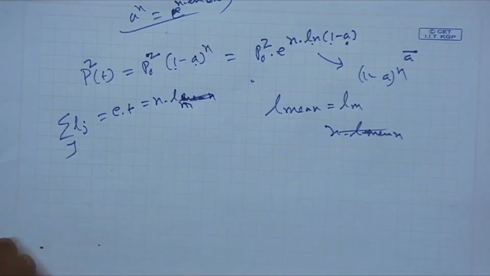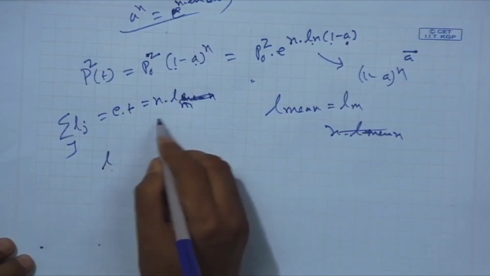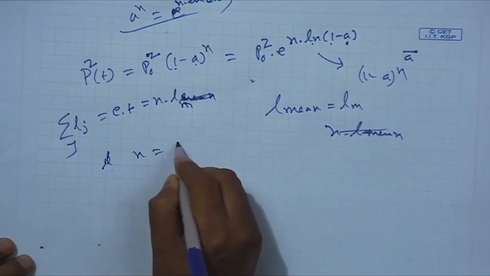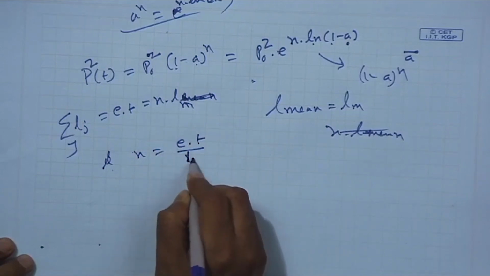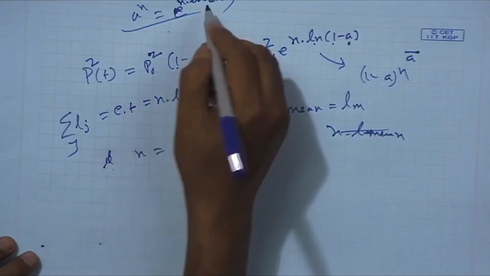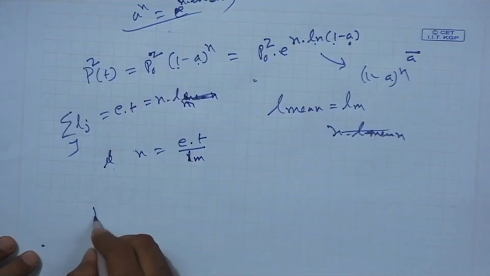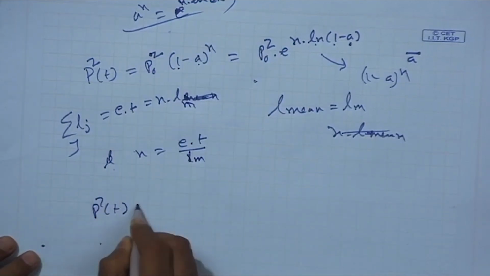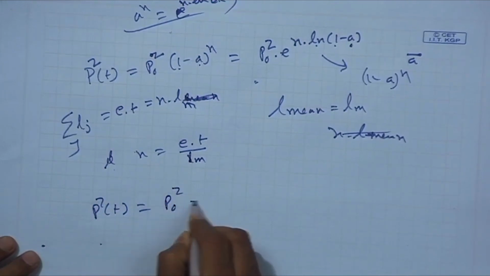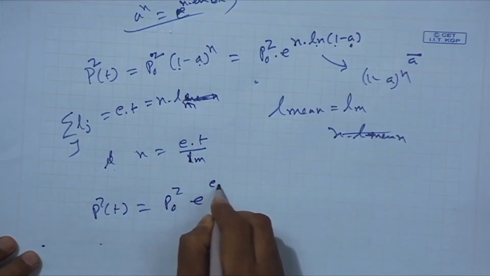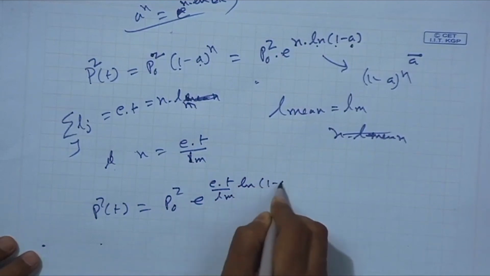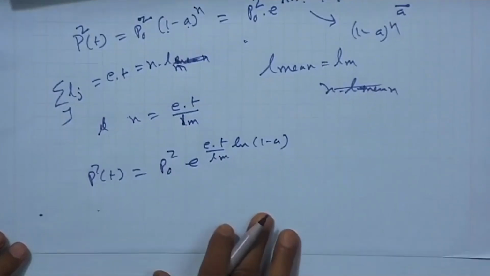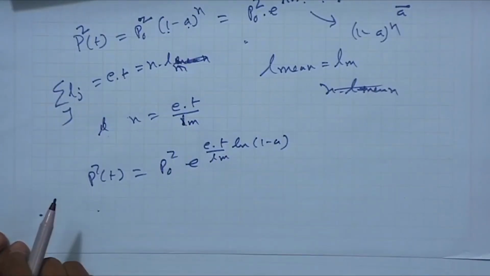Now, n is nothing but c into t divided by L mean. I put the value in there. So, p square t is nothing but p0 square e to the power n, which is c into t divided by L mean, into ln of 1 minus A, that is c t into ln of 1 minus A.